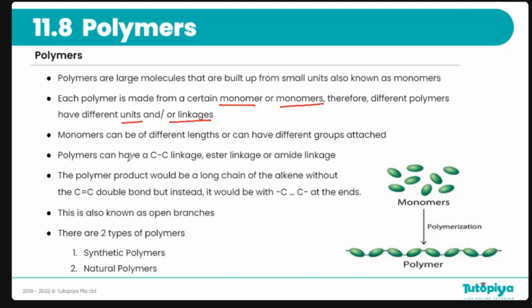Polymers can be linked with carbon-carbon linkages, ester linkages, or amide linkages. And we'll be talking about all three types in this lesson. There are two main types of polymers, synthetic polymers and natural polymers. Synthetic polymers are man-made polymers, whereas natural polymers are the ones we can find in nature.